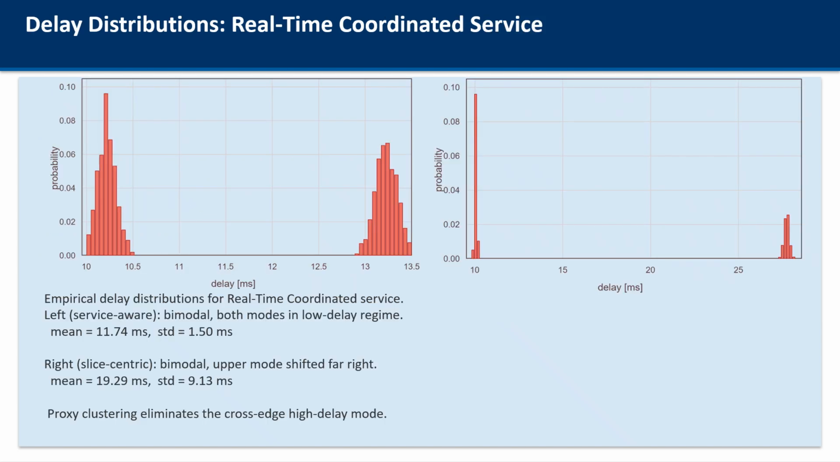This figure shows the empirical delay distributions for the real-time coordinated service under both placement strategies. On the left or in the upper panel, you see the service-aware placement with proxy clustering. The two modes are close together, both in a low delay regime, and the overall spread is tight. On the right or lower panel, you see the slice-centric baseline. The lower mode is at a similar position, but the upper mode shifts far to the right due to the cross-edge coordination penalty, creating a very wide spread. This visualizes the structural difference I described. Service-aware placement suppresses the high delay regime entirely.